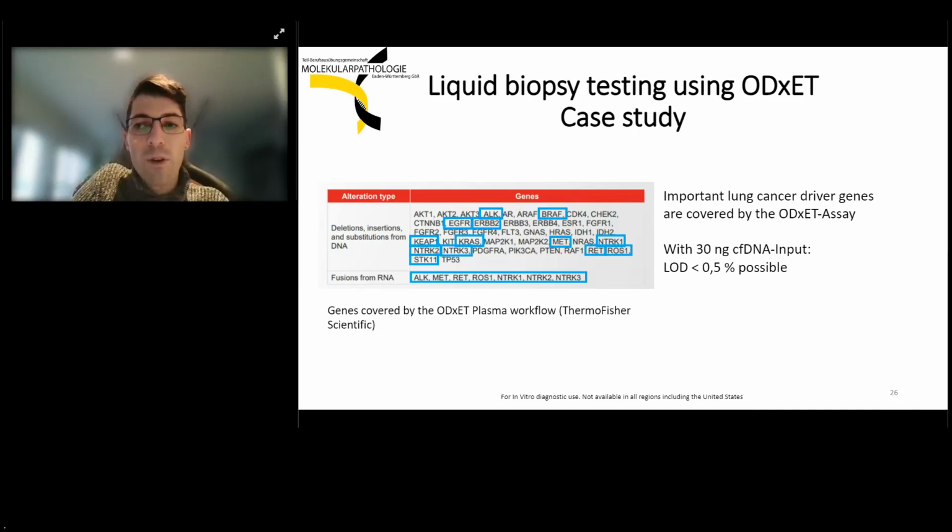The plasma workflow of the OncoMIND-X panel, so we performed sequencing using the OncoMIND-X panel, covers all the relevant lung cancer genes, which are outlined in blue here. And with 30 nanogram cfDNA input, we can obtain limit of detections below 0.5%.